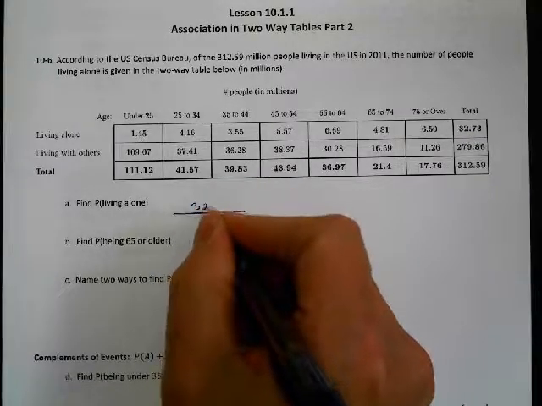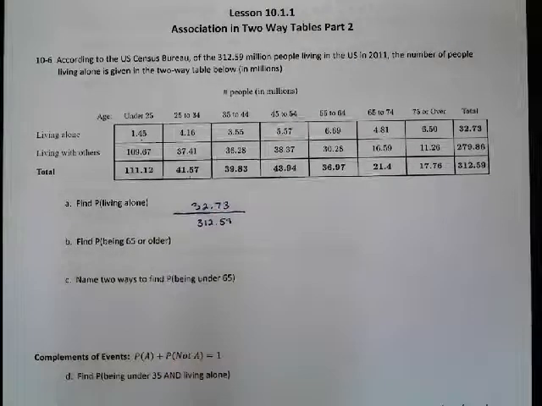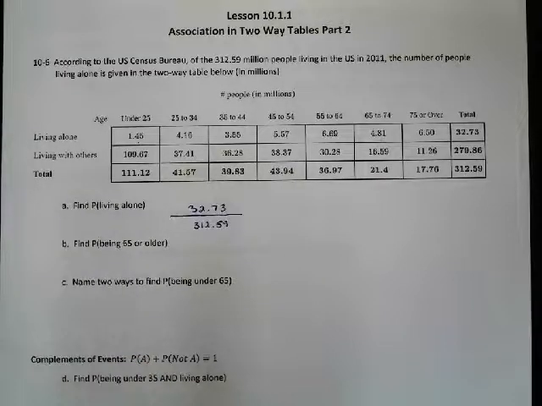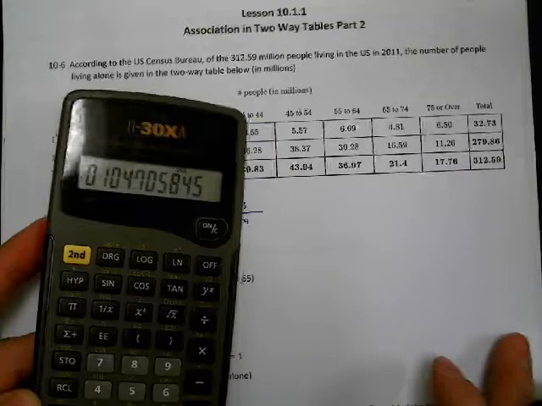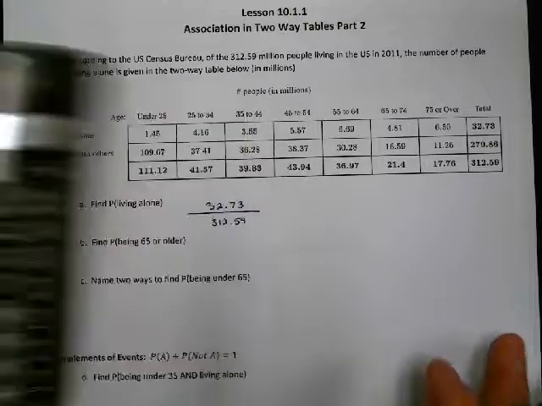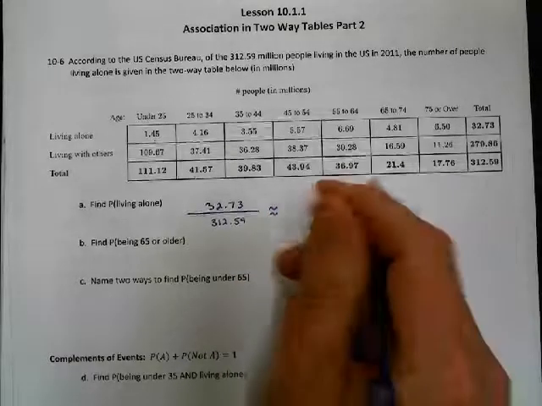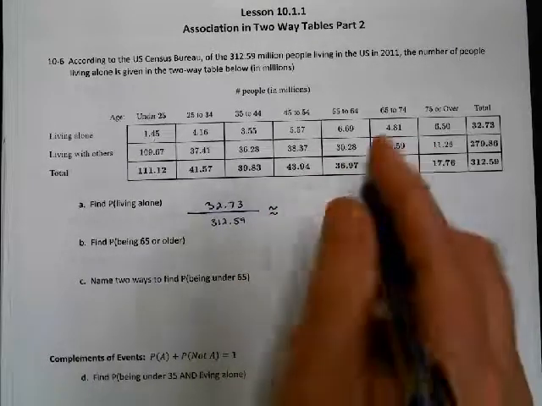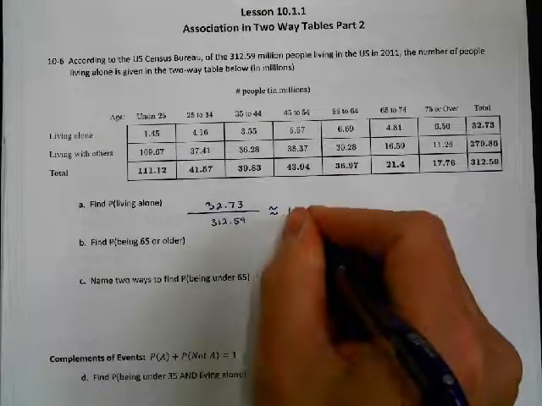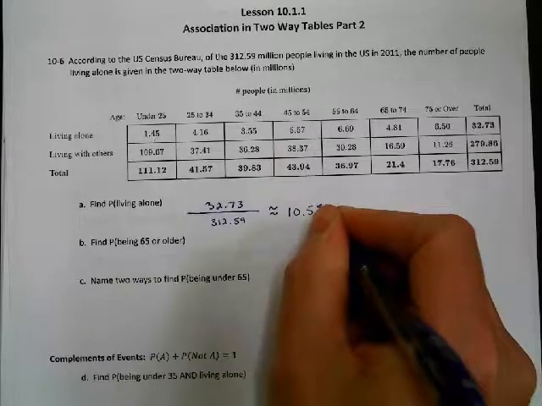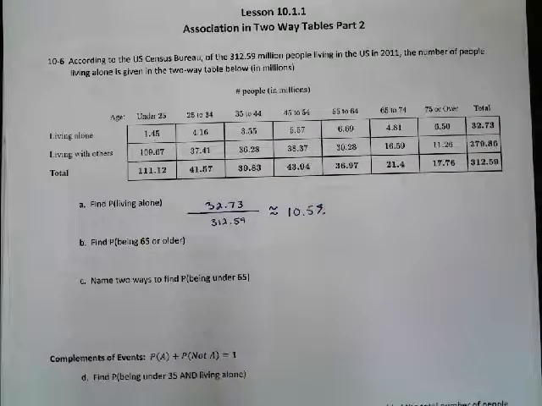We've got 32.73 million people living alone out of 312.59 million people. So 32.73 divided by 312.59 comes out to 0.1047. Let's just call that 10.5%. I'm talking about percents here. So a total of 10.5% of the people live alone.